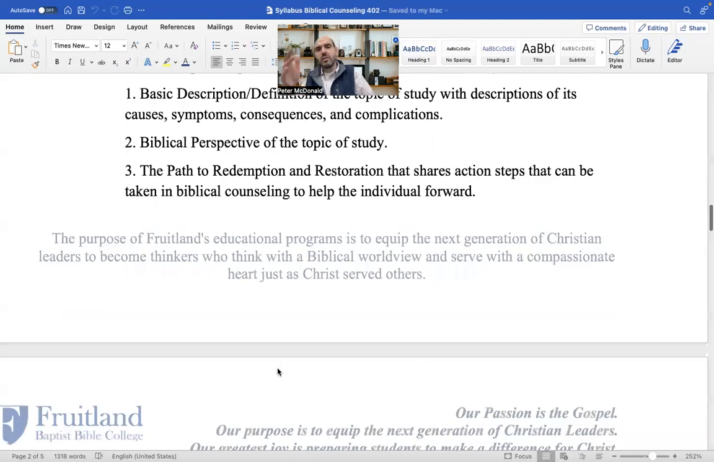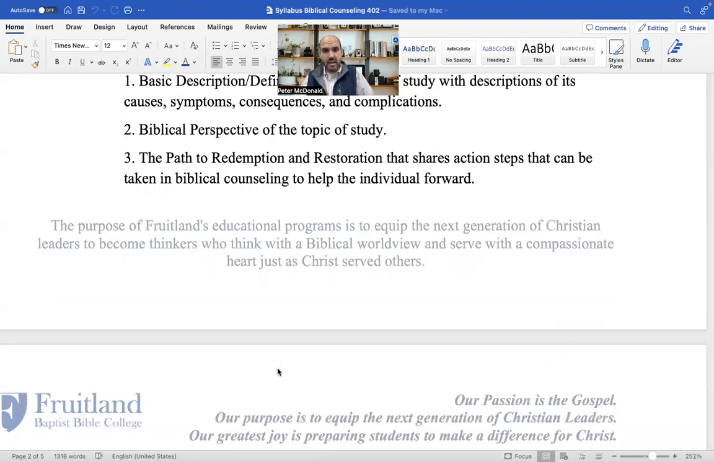Next, let's talk about the path to redemption and restoration. These are action steps that can be taken in biblical counseling to help the individual forward. This is one of those things where, okay, if I'm going through this or I see someone going through this, what steps should I take to help them move forward? All right. And again, if you're giving biblical counsel, you have to use the Bible as your methodology to help them take those steps forward. So the path to redemption are action steps to lead them through their problem.